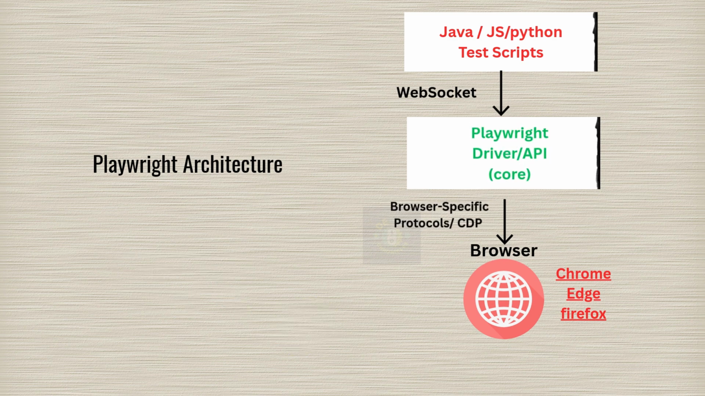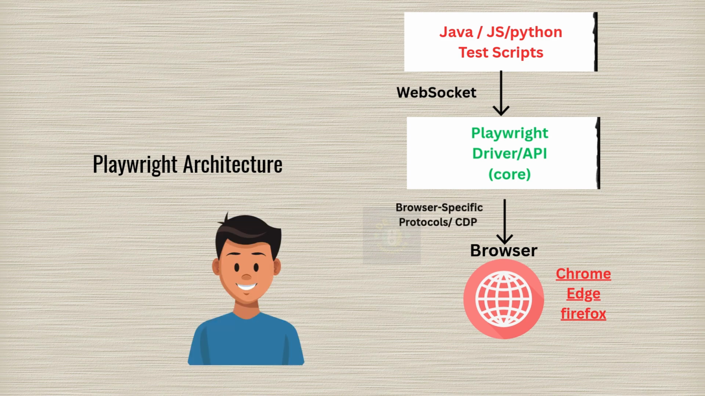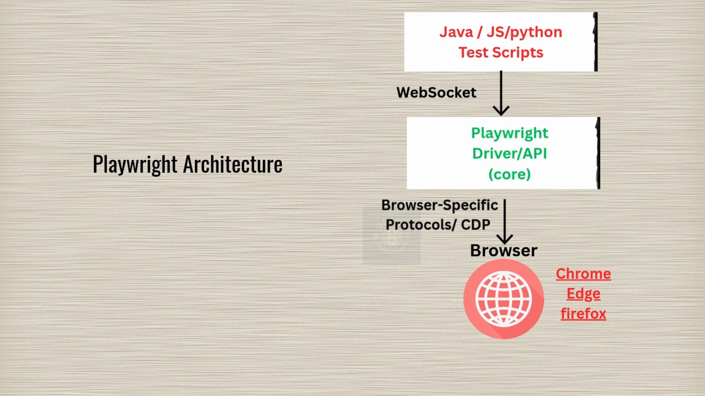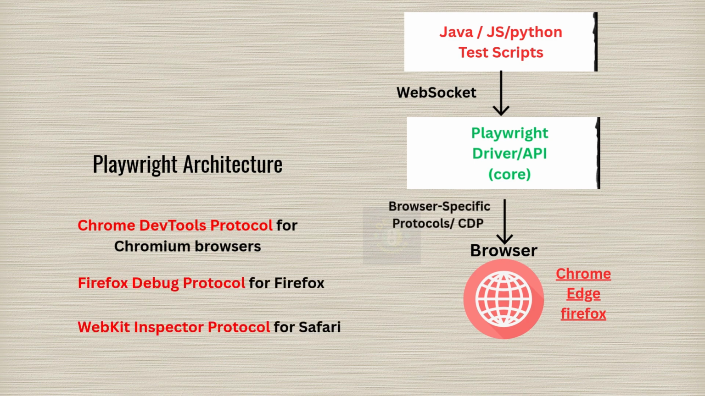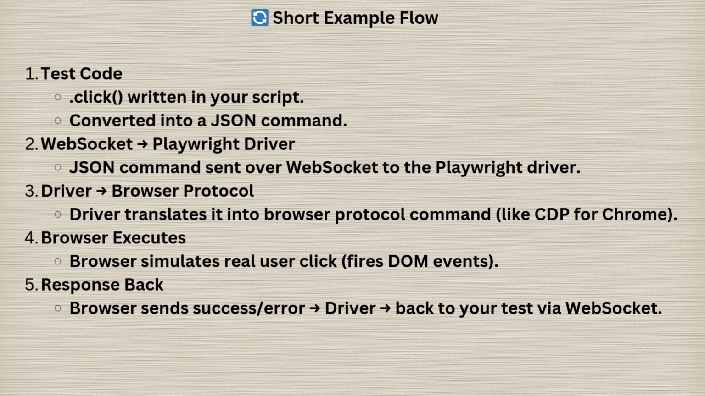Now let's talk about layer 4, and here is where Playwright becomes a true powerhouse. Instead of using a generic protocol that sort of works for all browsers, Playwright speaks each browser's native language, like Chrome DevTools protocol for Chromium browsers, Firefox debug protocol for Firefox, and WebKit inspector protocol for Safari. This is like having native speakers communicate instead of using Google Translate. Each browser gets optimized, direct communication, no compromises, no workarounds, just pure, efficient browser control at the engine level.